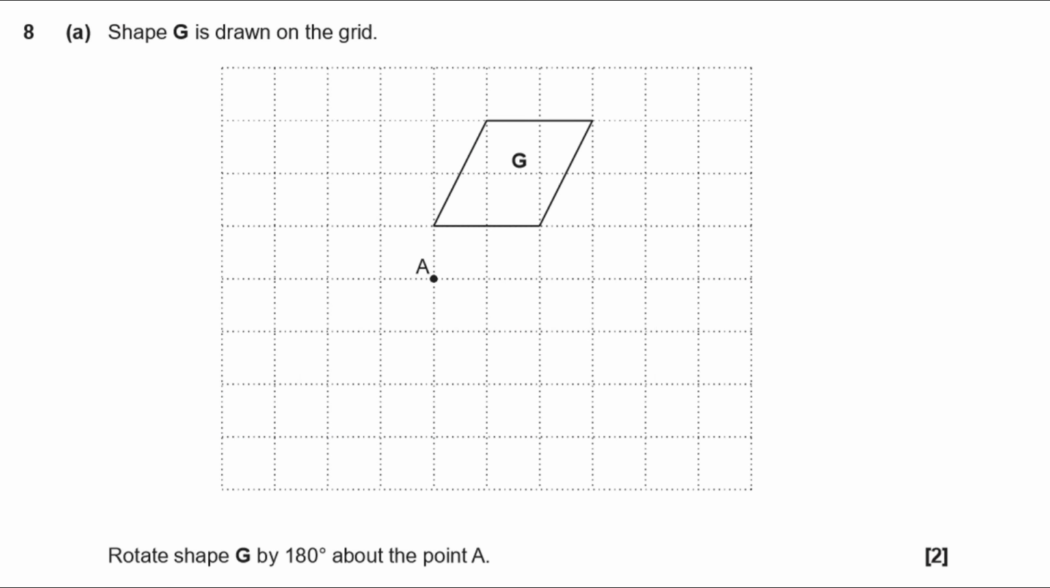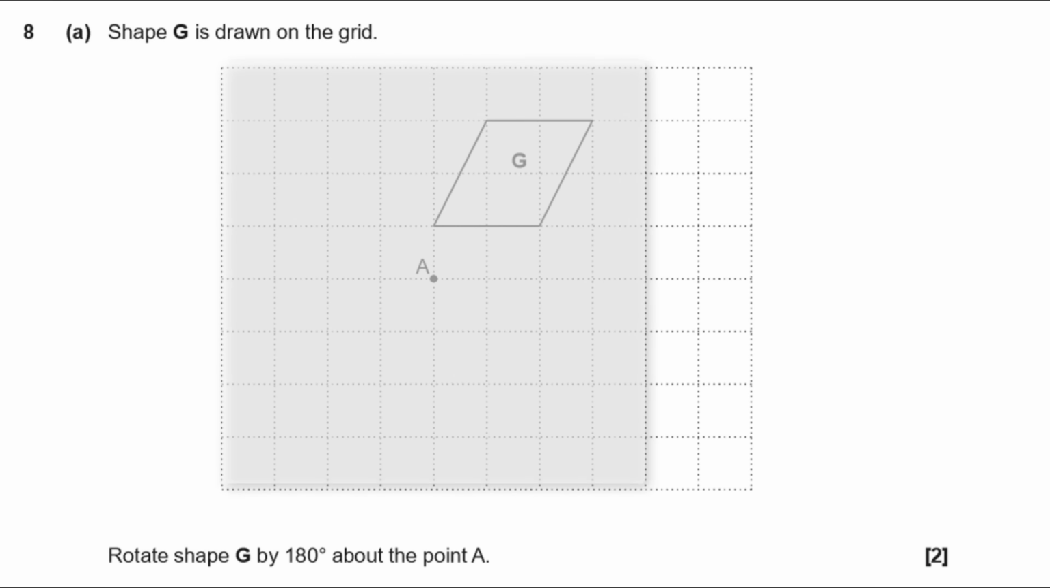Question 8a, shape G is drawn on the grid. Rotate the shape G by 180 degrees about the point A. Now, I do recommend at this point you put your hand up in the air and ask the invigilator if this was an exam for a piece of tracing paper. And then you can just simply lay the tracing paper over the shape like so. I normally put a dot in each of the corners of the shape first. If you feel like it, you can then join them up with a ruler, but maybe it's not necessary.